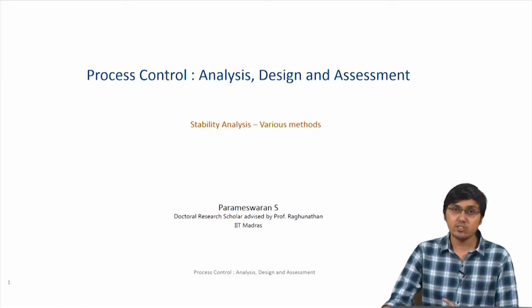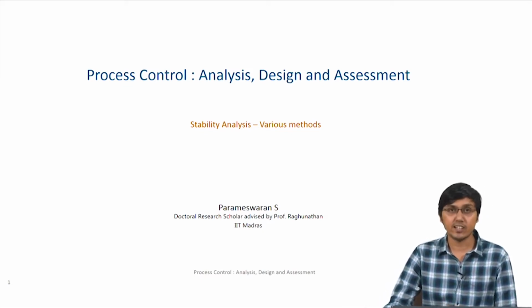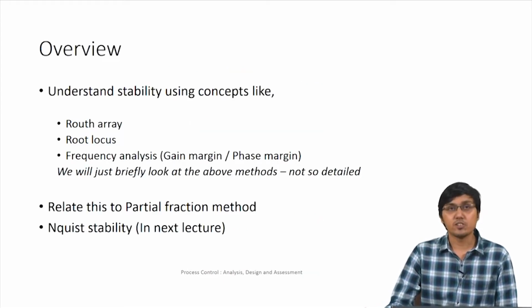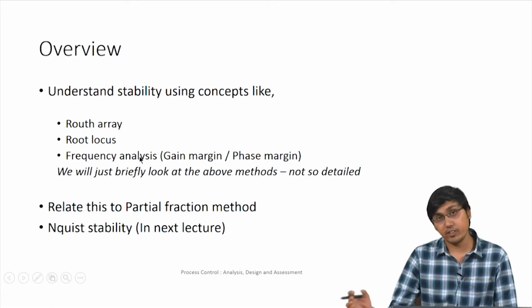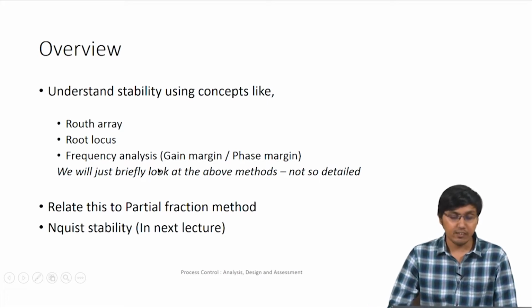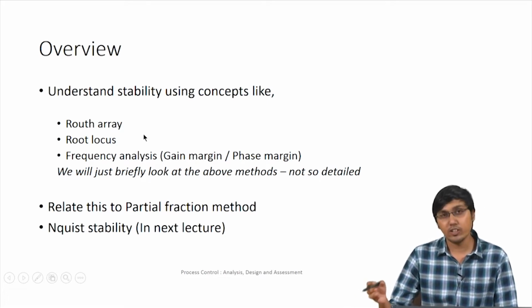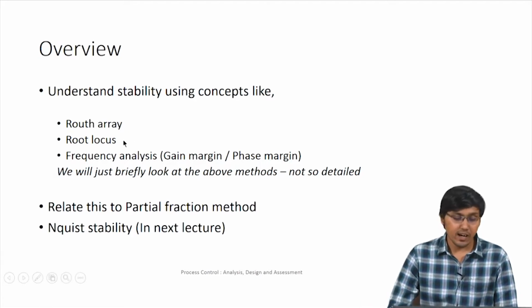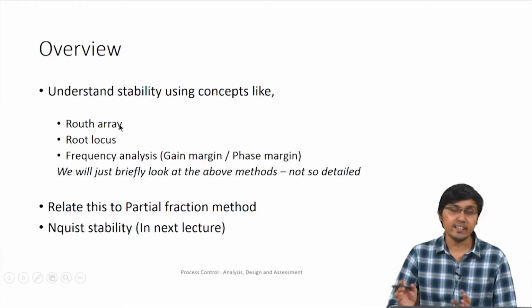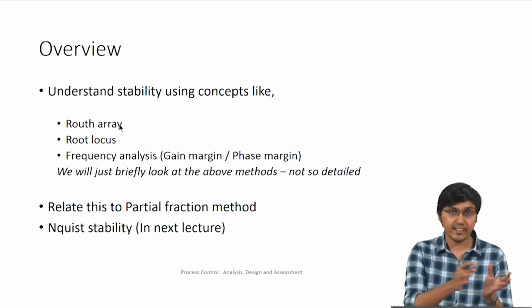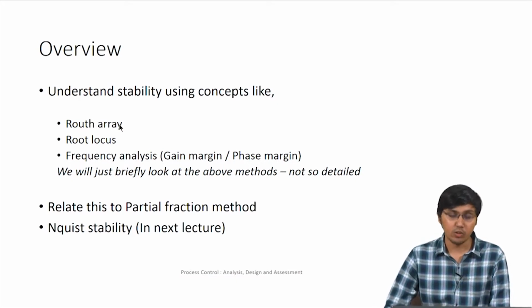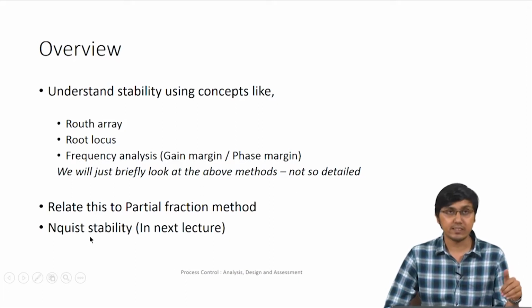Today we are going to look at various methods that are used for stability analysis. Some of the methods generally used are Routh array, root locus, and frequency analysis based stability analysis, and we will briefly look at these methods. We will not go into much detail. You will also understand that everything is stability analysis of the same system, so all these things are connected to each other. That is what we are trying to look at here, and in the next lecture we will also see some examples of Nyquist stability.